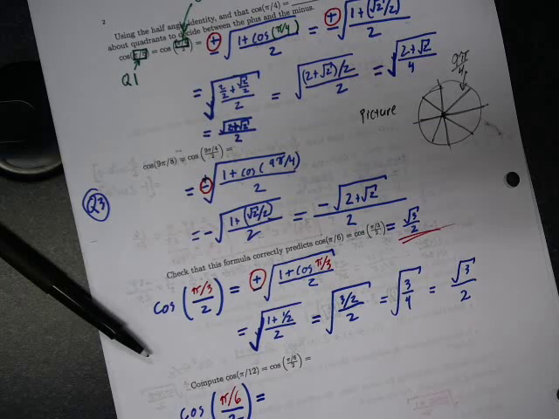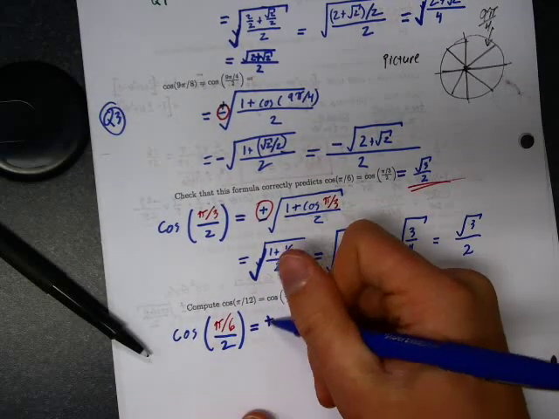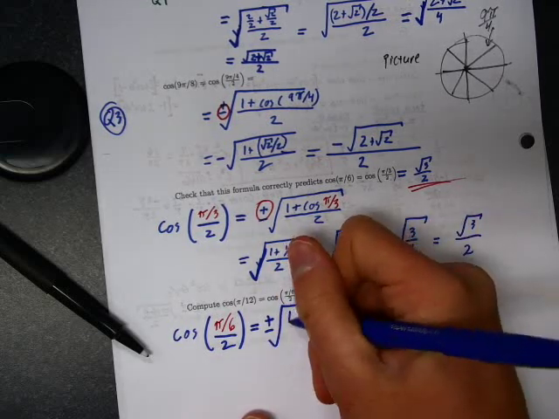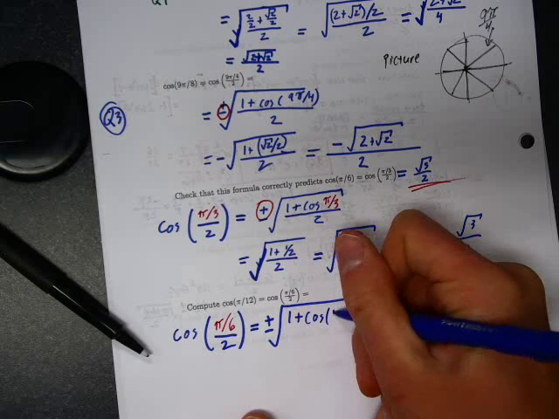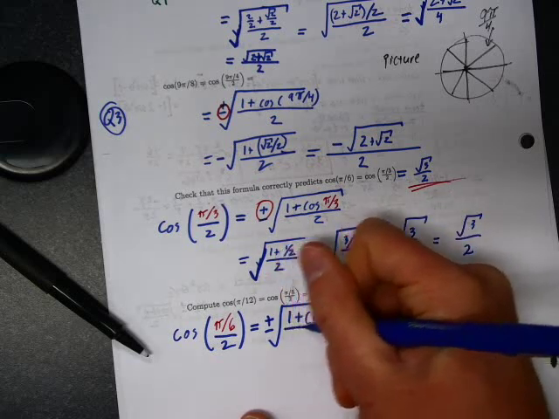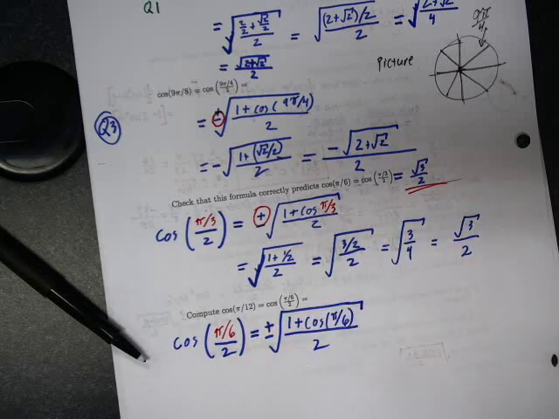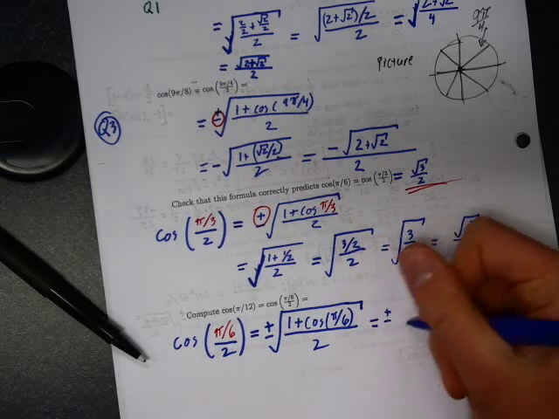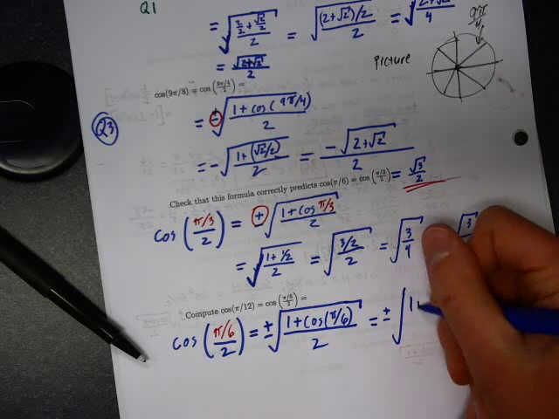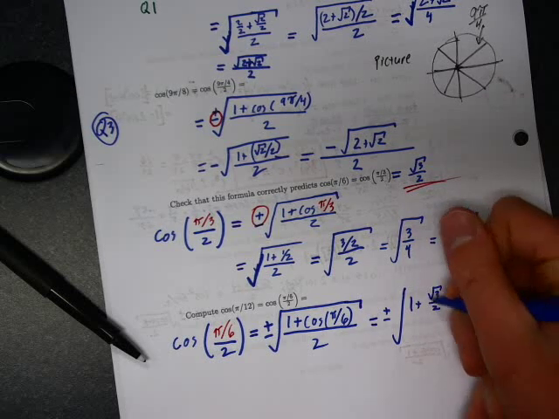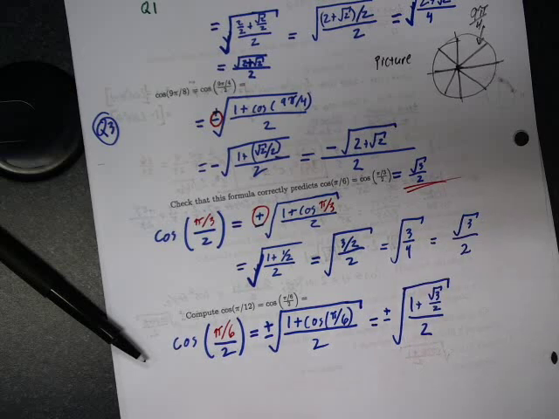And now we have a formula we can use. We know that this should be plus or minus the square root of 1 plus the cosine of pi over 6, all that divided by 2. Do we know what the cosine of pi over 6 is? Root 3 over 2. So we'll see plus or minus big square root 1 plus root 3 over 2 over 2. And now it's just like a simplification game, right? So go ahead and simplify. Tell me what you got.